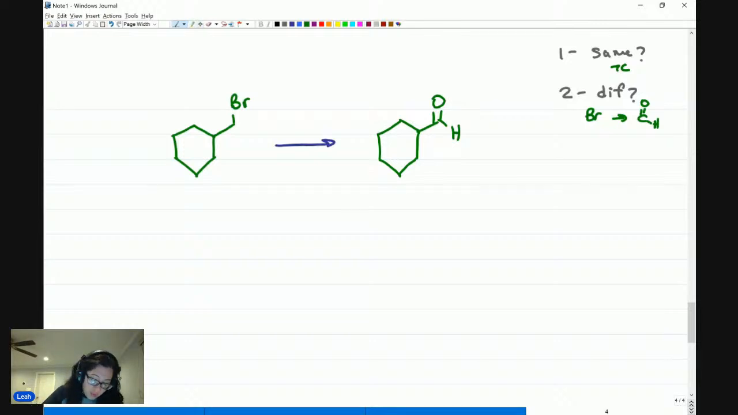When I'm not sure what to do, I try not to think about the first step, and instead I look at the product and I ask myself, if I didn't have to contend with the starting molecule, if I didn't have to start with a bromine, is there any other molecule that I can use? Is there any reaction that I know to create an aldehyde from something else?